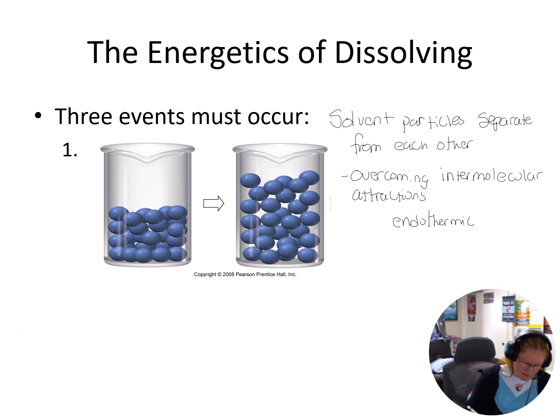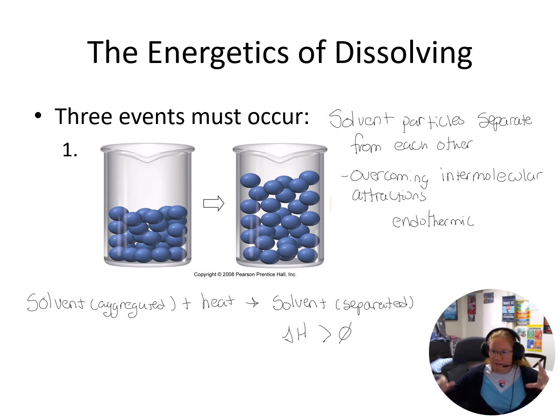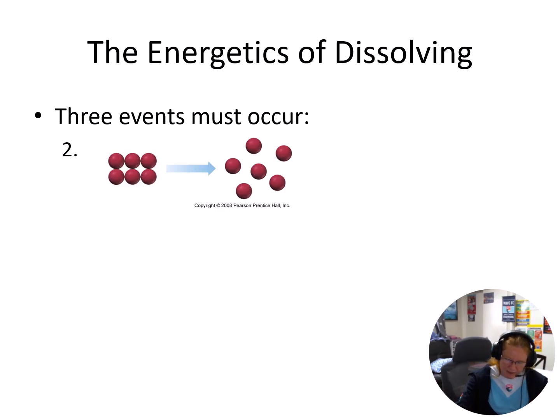Okay, so I can write an equation. I can take my solvent. All right, so my solvent's all aggregated together. They have some sort of energy like heat. We get solvent that is then separated. And so our delta H is going to be greater than 0. It takes energy. Okay? So our solvent particles are separated from each other. We've taken some energy for that.